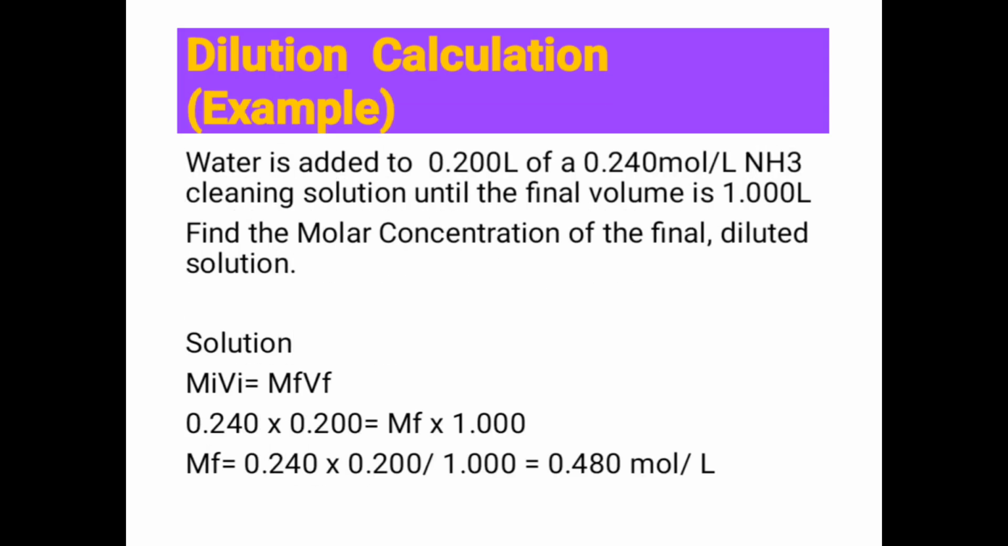So don't forget. If you want to solve, for instance, a question can come like this: water is added to 0.200 liter of a 0.240 mole per liter NH3 cleaning solution until the final volume is 1.000 liter. Find the molar concentration of the final diluted solution. If a question comes like this, to solve it, you use your formula M1V1 is equal to MFVF, or M1V1 is equal to M2V2.